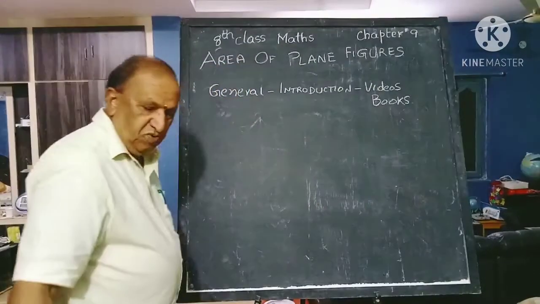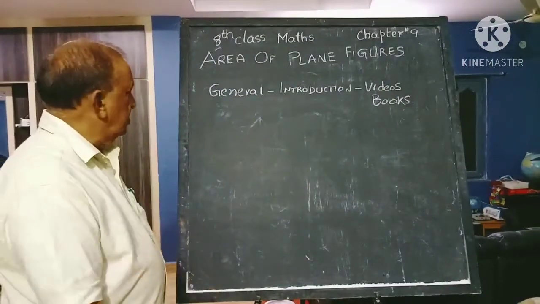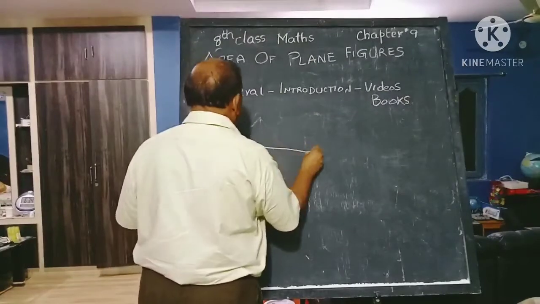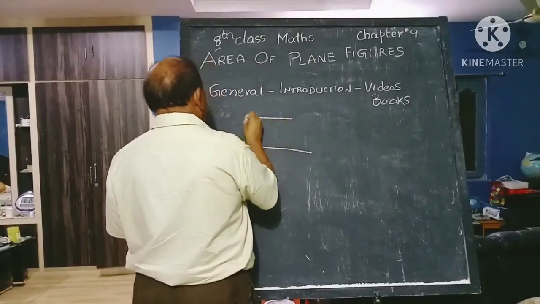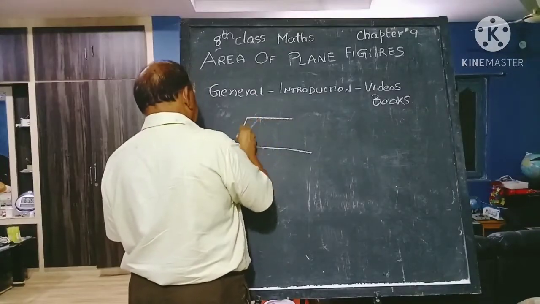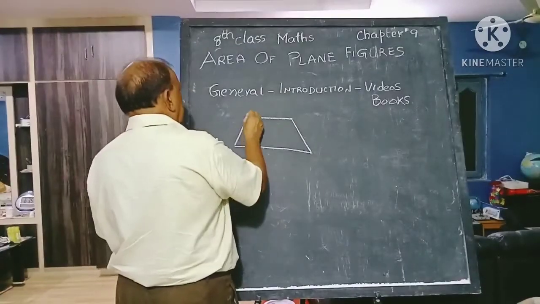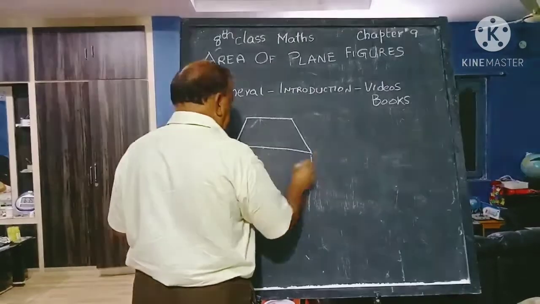Now, let's move on to the trapezium. A trapezium is one where two sides are parallel and the other two sides are not parallel. Now, let us say this is one side.